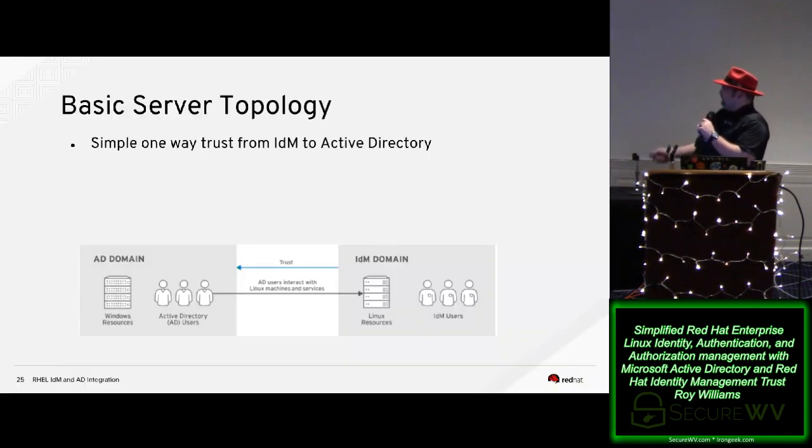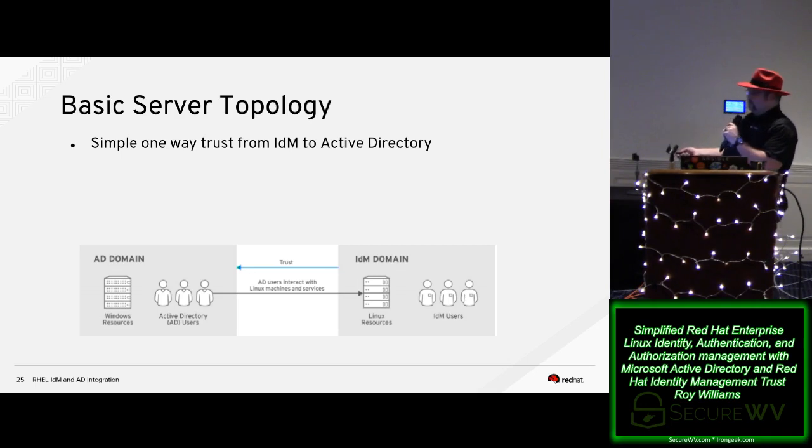So the different designs we have here, a basic server topology. This is very similar to what we just talked about with domain A and domain B, where the AD users can authenticate on IDM because of this trust. And then also if we have users defined in IDM, of course those users can be used on our Linux resources.